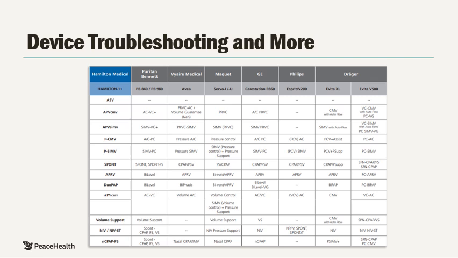Here at Peace Health, we default to the Puritan Bennett, and as you can see, APCMV is the same mode as AC/VC, and PCMV is AC/PC. The two devices are able to provide the same ventilatory support for all patient populations.